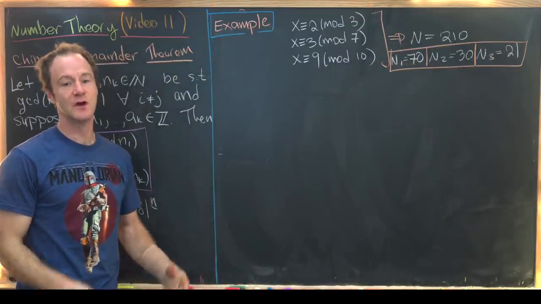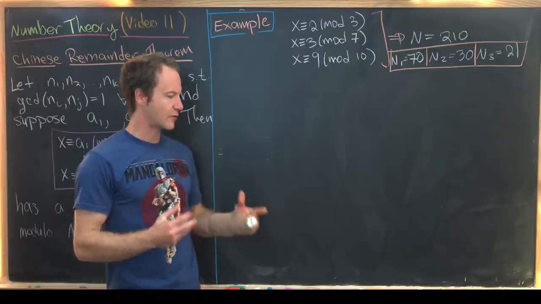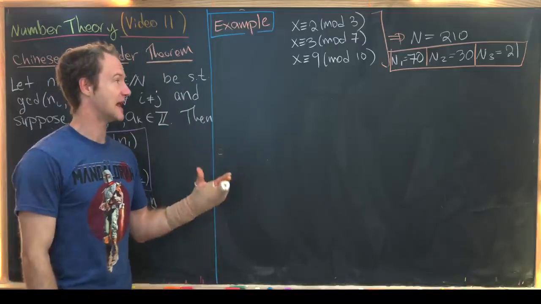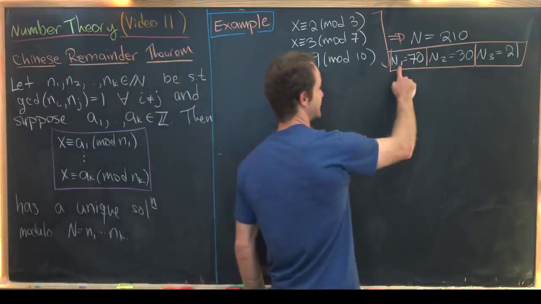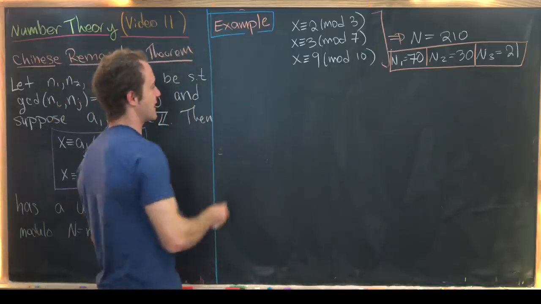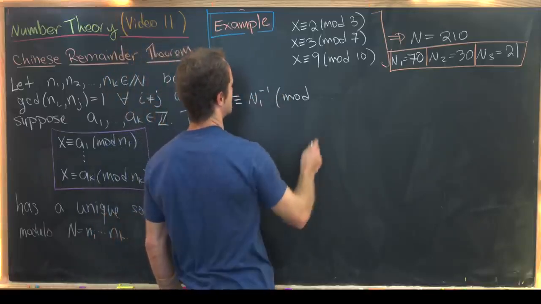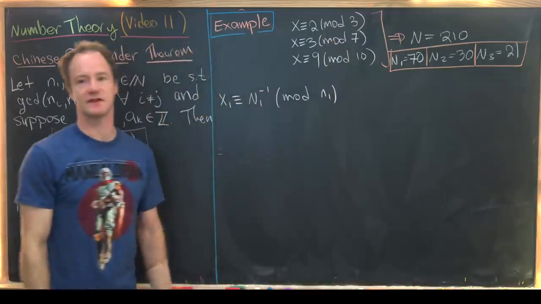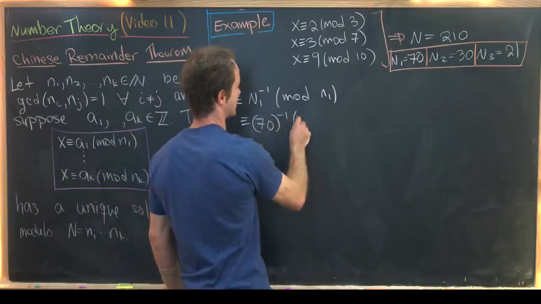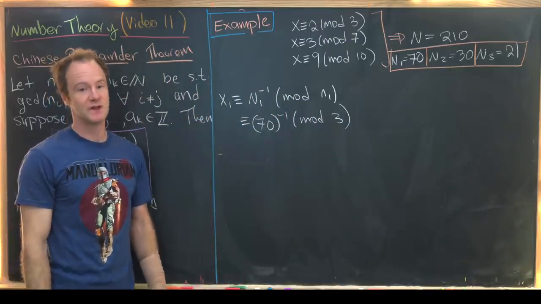And now built into the proof was the construction of this X1, X2, and X3. We didn't really point it out super carefully during the proof, but now is a good time to point out that X1, X2, and X3 are the inverses of these numbers modulo these numbers. So just to reiterate that carefully, we have X1 should be congruent to N1 inverse modulo little n1, which is 3 in this case. So for our setup, this should be 70 inverse modulo 3. So that'll be equal to X1. So we need to calculate that.